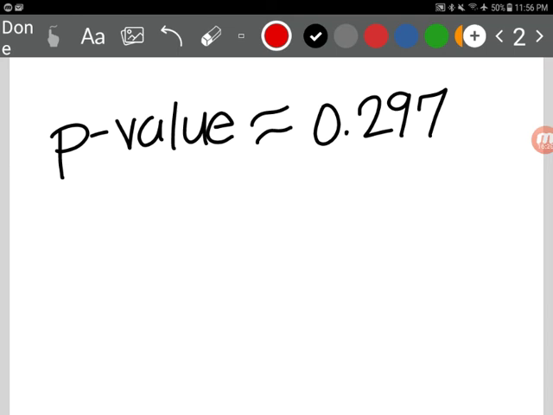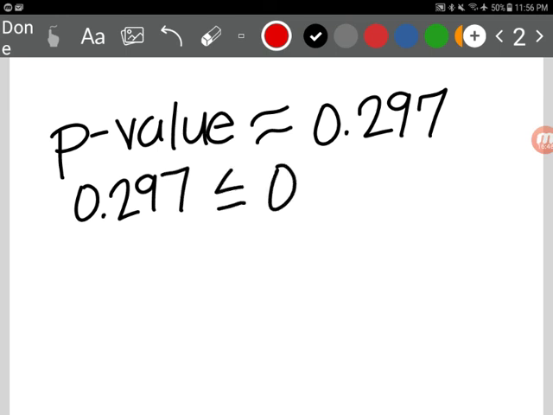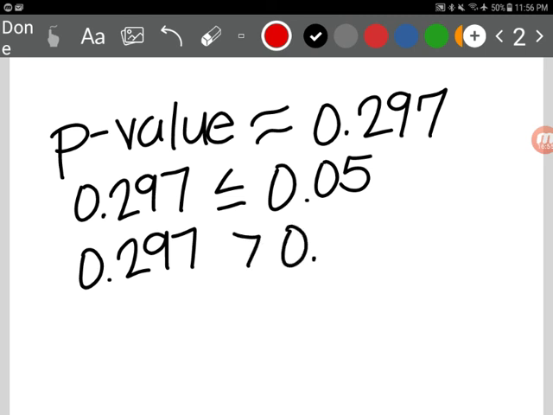I want to do step 4. It says conclude the test. If the p-value is less than or equal to alpha, then reject the null hypothesis. And if the p-value is greater than alpha, then we do not reject the null hypothesis. We know alpha is our level of significance, which was the 0.05. I have a p-value of 0.297 less than or equal to 0.05. 0.297 is greater than 0.05.